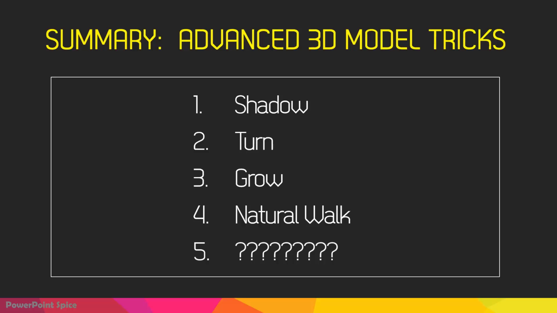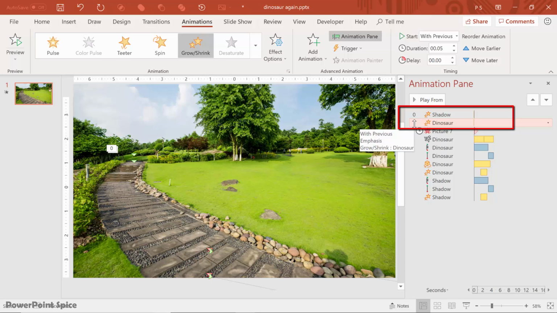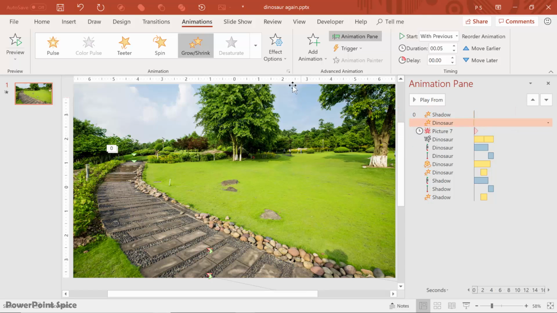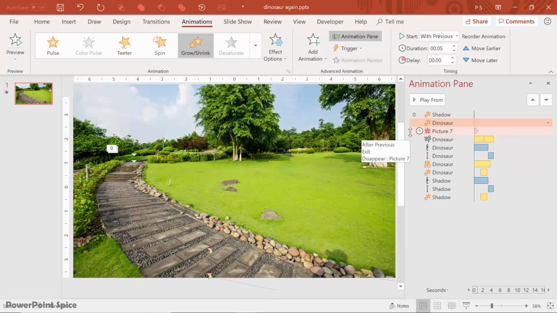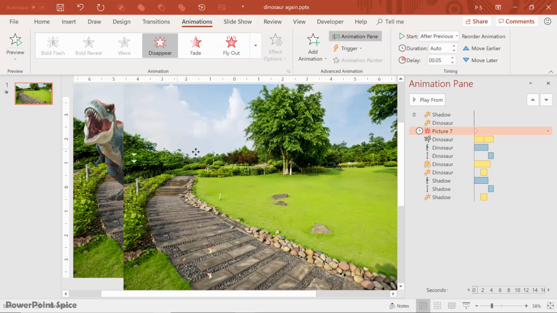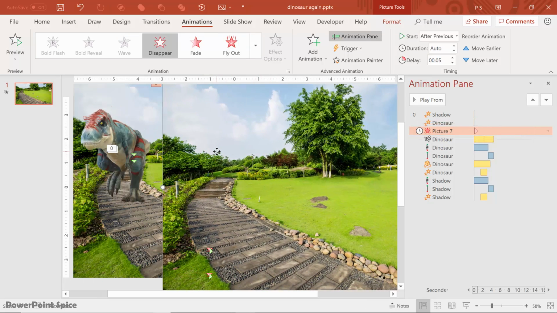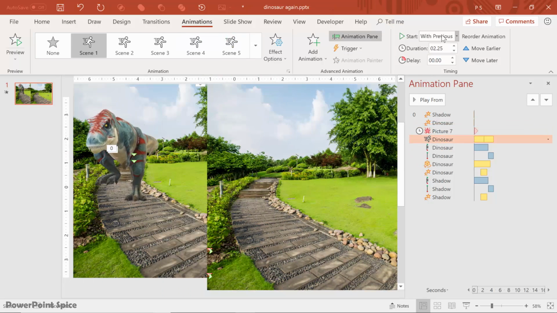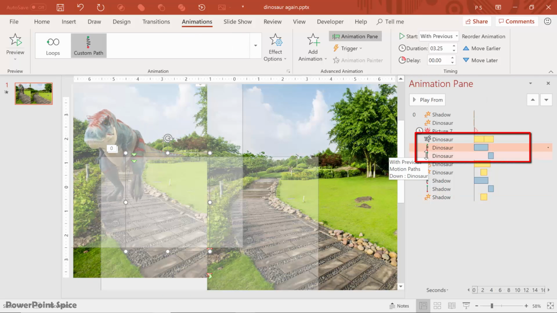So before I jump over to the shark, let me summarize all the tricks I've shown you with the dinosaur by walking through the entire animation pane. First, we have the shadow and the dinosaur becoming smaller quickly to combat that blurriness effect I showed you earlier. And the duplicate picture that's on top disappears right after, so you don't see that transition. Next, we have the dinosaur starting to walk as part of the scene and then also move with the motion path at the same time.